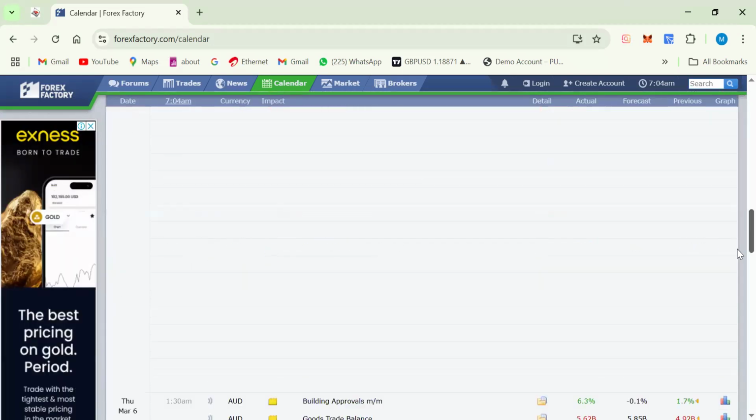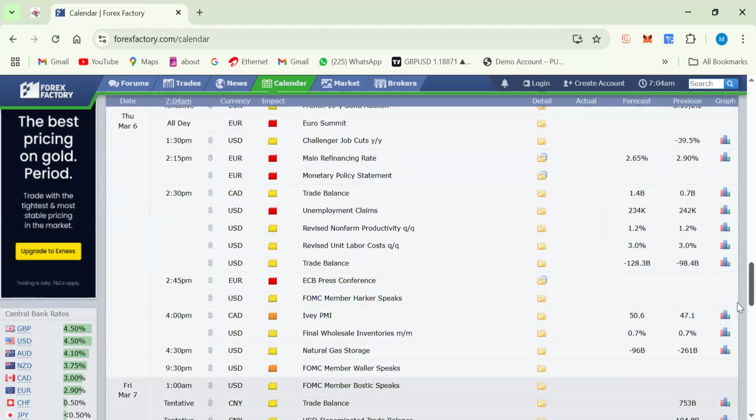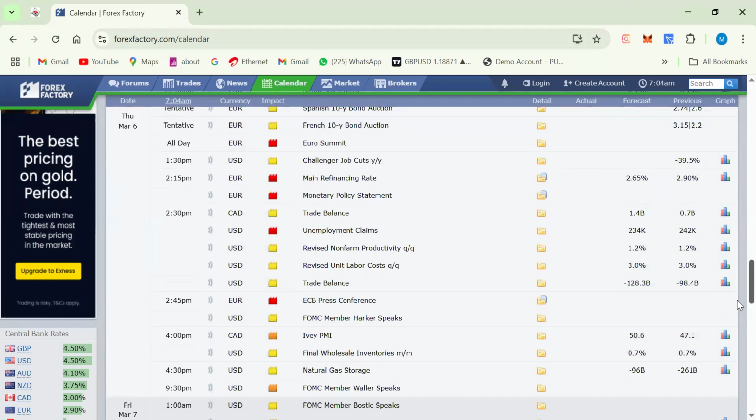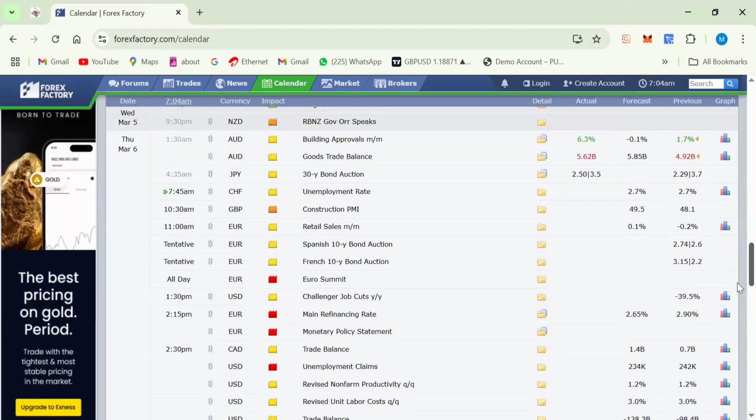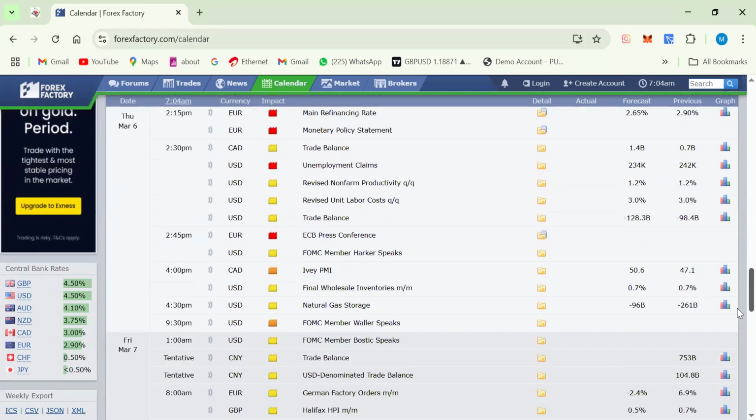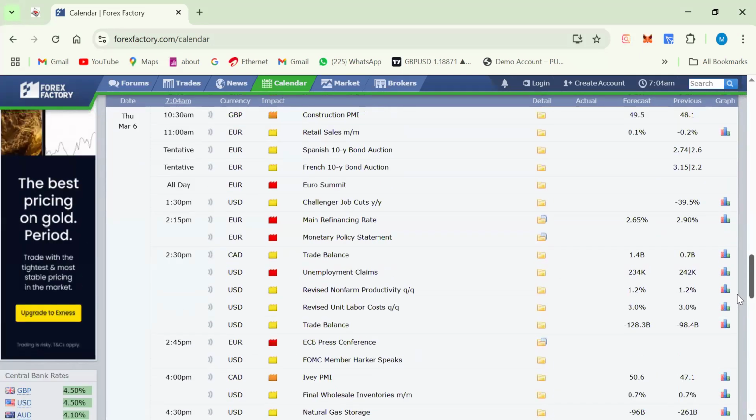Okay, so today is the 6th of March. We're expecting some high impact news on dollar and also on euro. Today they're having a European summit, so we could expect some volatility on euro. Also by 2:15, they're having their main refinancing rate, which is also known as their interest rates.